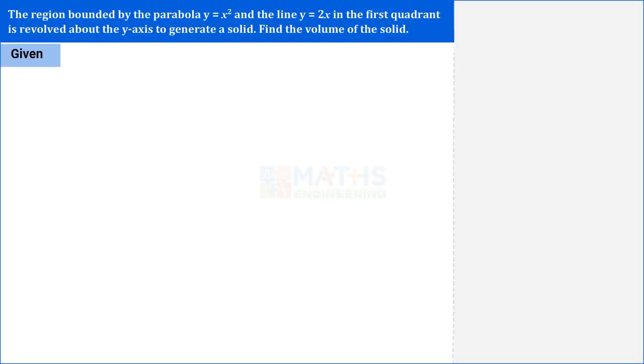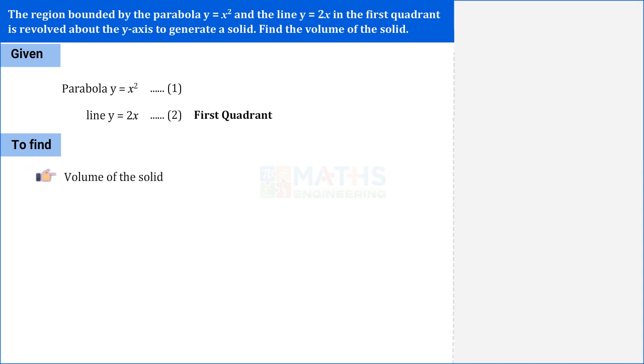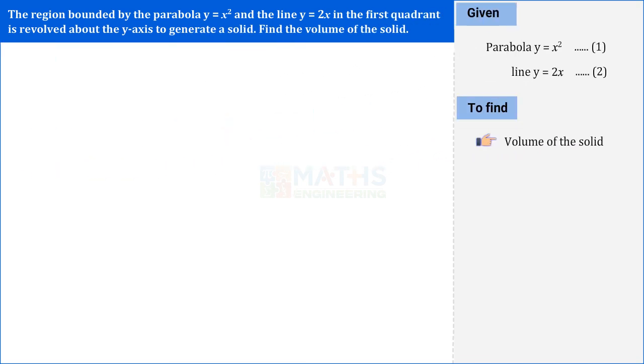Here, we are given a region bounded by a parabola y is equal to x square and the line y is equal to 2x in the first quadrant. This region is revolved about the y-axis. We get a solid. Now we are going to find the volume of this solid by using washer method. Shall we plot the given region?